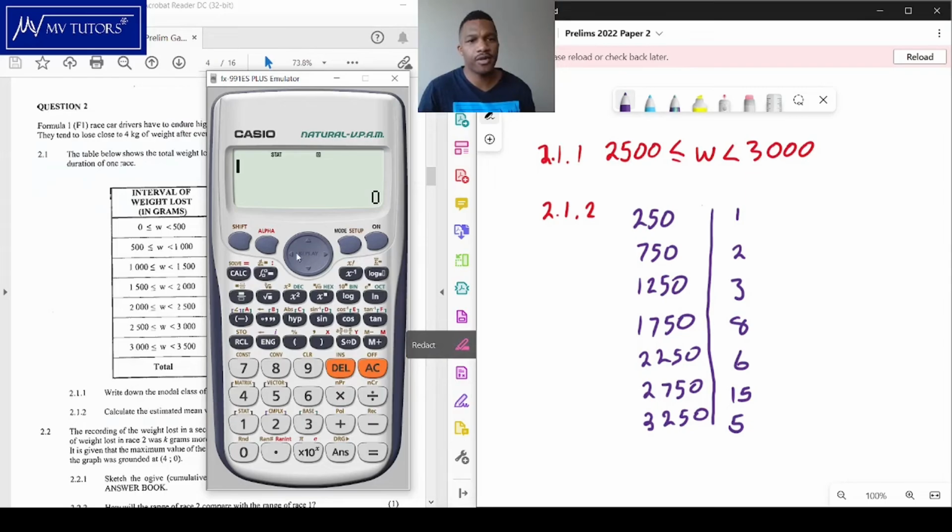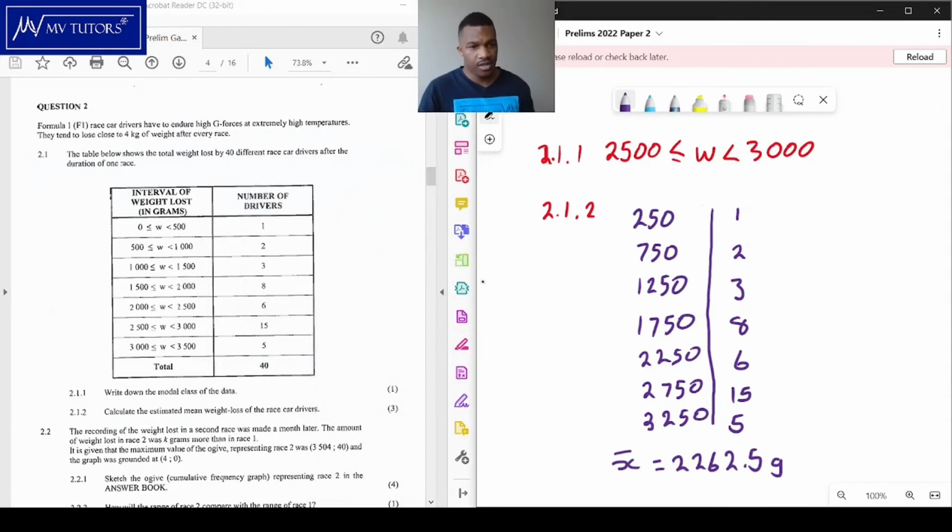Then we can go AC. What are we looking for? The mean. So we'll go shift stat is number 1, go 1, and let's go var, variable variance, let's go 4, and the mean is there, it's number 2, so we'll go 2 and equals, and then we get that our mean really is 2262.5. It's in grams. This is just grams. Okay, I'm happy.